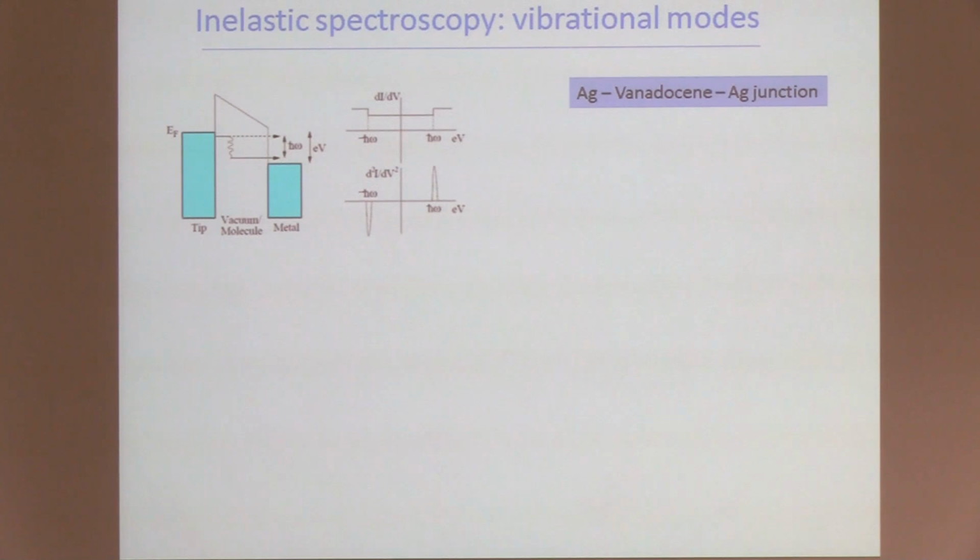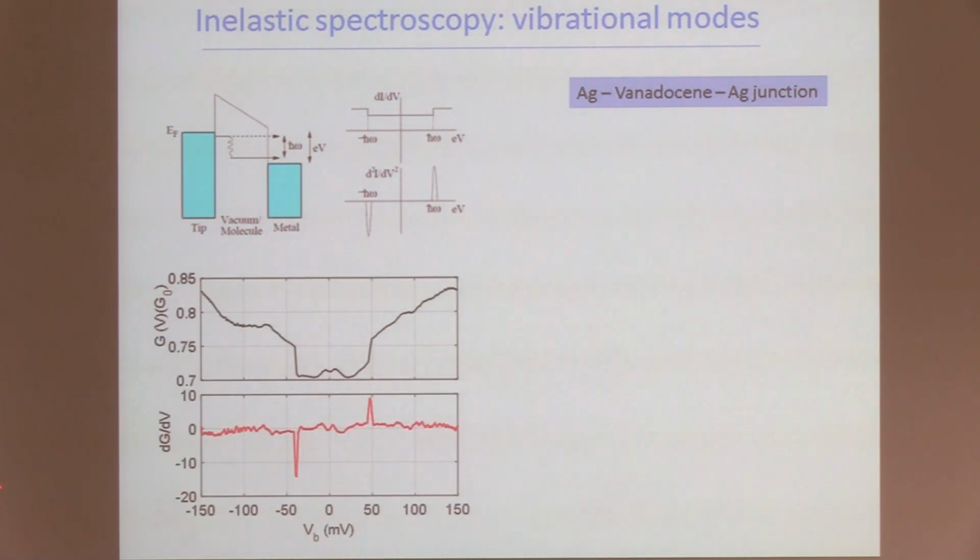So how do you know, for example, whether there is a molecule or not? We do inelastic electron spectroscopy measurements. I think we don't need to introduce it. We just do a dI/dV measurement at finite bias, and what we sometimes observe is a step in the dI/dV measurement. If you take the double derivative, you get a peak at a characteristic energy, and that corresponds to the vibrational energy of the metal-molecule junction.